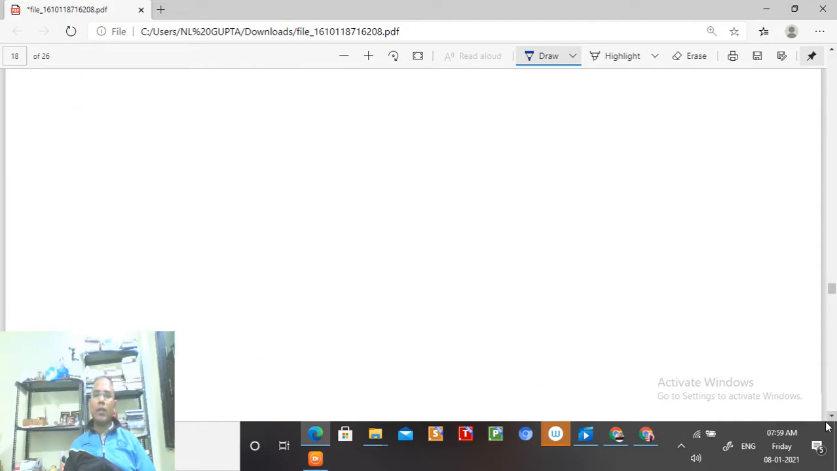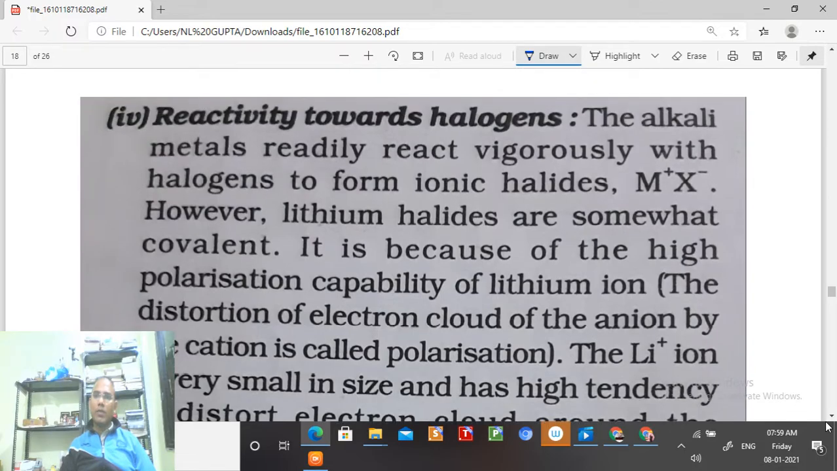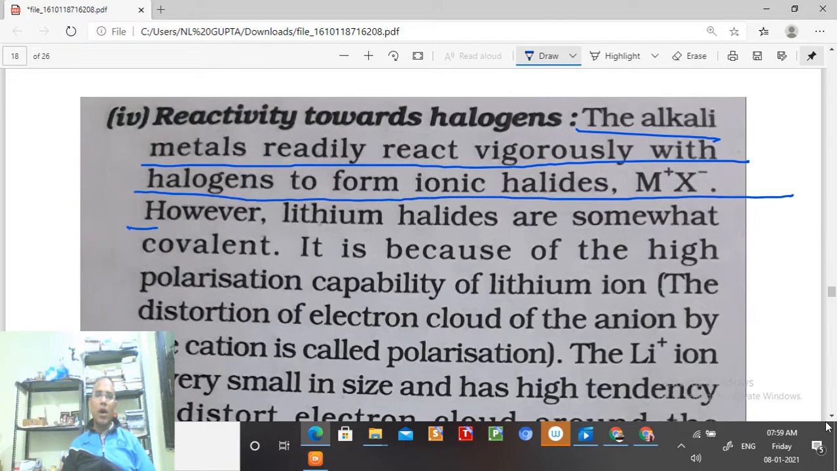Now let us look at the next one, reactivity towards halogens. The alkali metals readily react vigorously with the halogens to form ionic halides, MX. However, lithium halides are somewhat covalent. Because of the small size of lithium, it is covalent according to Fajans' rule.